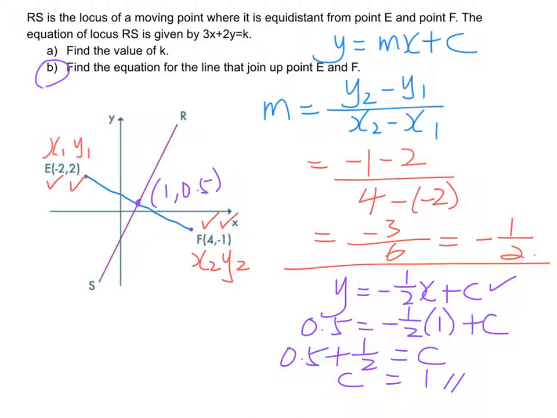So the equation for this line is y equals m, which is negative 1 over 2, x plus c. c is this one, 1.